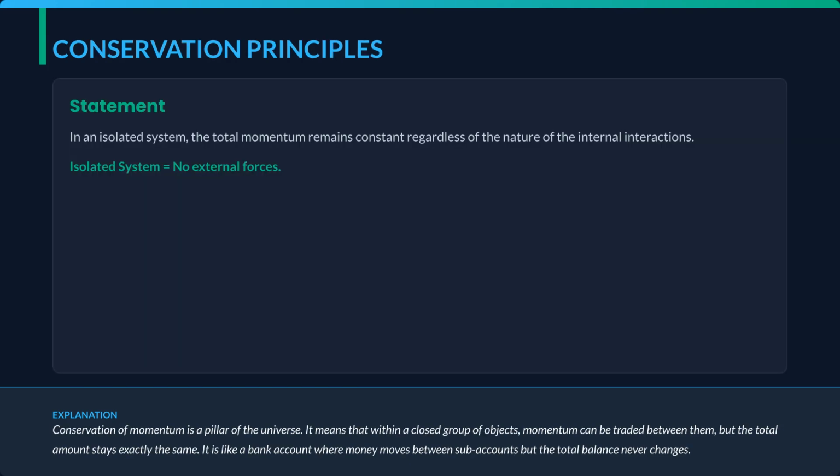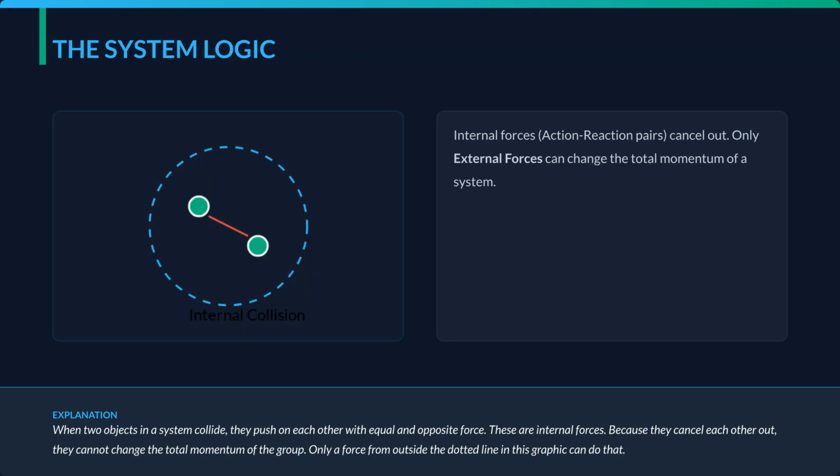Moving to conservation principles, the law of conservation of momentum states that in an isolated system, the total momentum remains constant, regardless of internal interactions. An isolated system means there are no external forces. The total momentum of a system cannot be changed by internal forces because they cancel out according to Newton's third law. Only external forces, those originating outside the system, can change the total momentum.